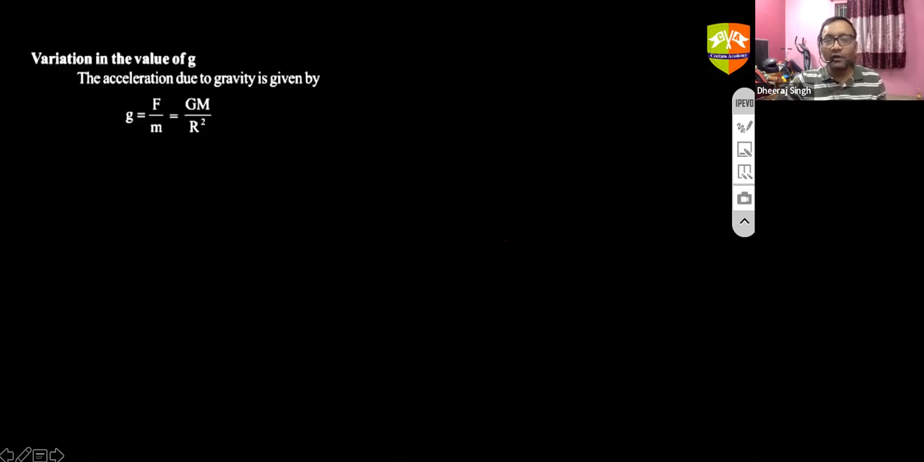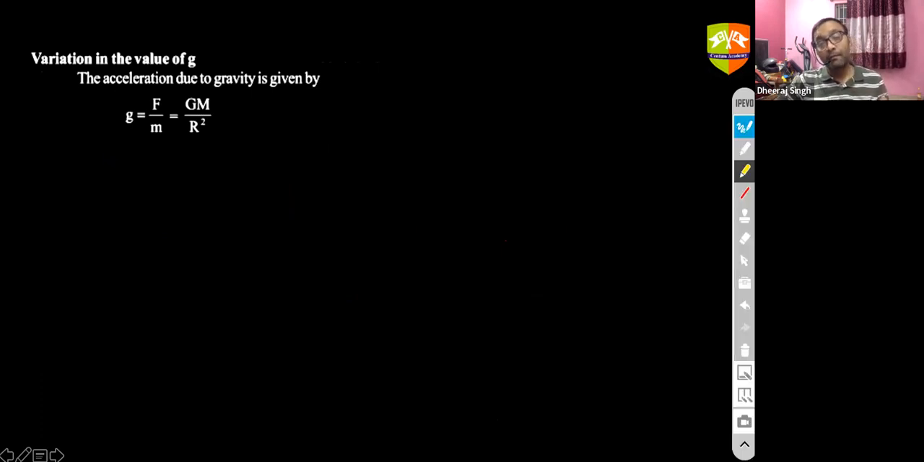Variation in value of g. g is nothing but force per unit mass. Just look at the name. It is acceleration due to gravity. So it is like, if only gravity force is acting, what would be the acceleration? If only gravity force is acting, net force is gravity force. So acceleration will be force divided by mass. So that is how you find out g.